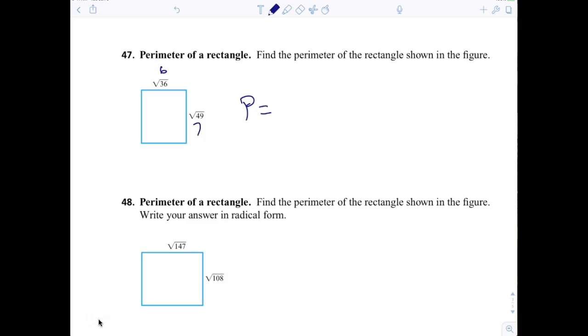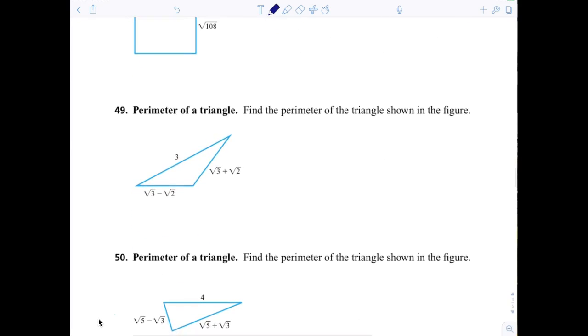What's the perimeter, guys? 6 and 7. No, that's area. Oh, sorry. Perimeter. 26. All right, the perimeter is 26 because we're adding all the sides. All right? Oh, 49. Okay, this one's a nice one.